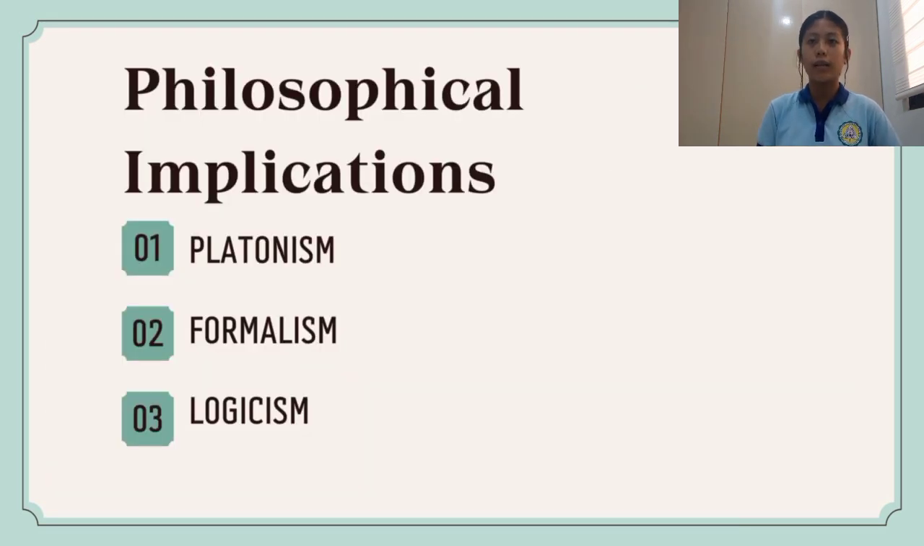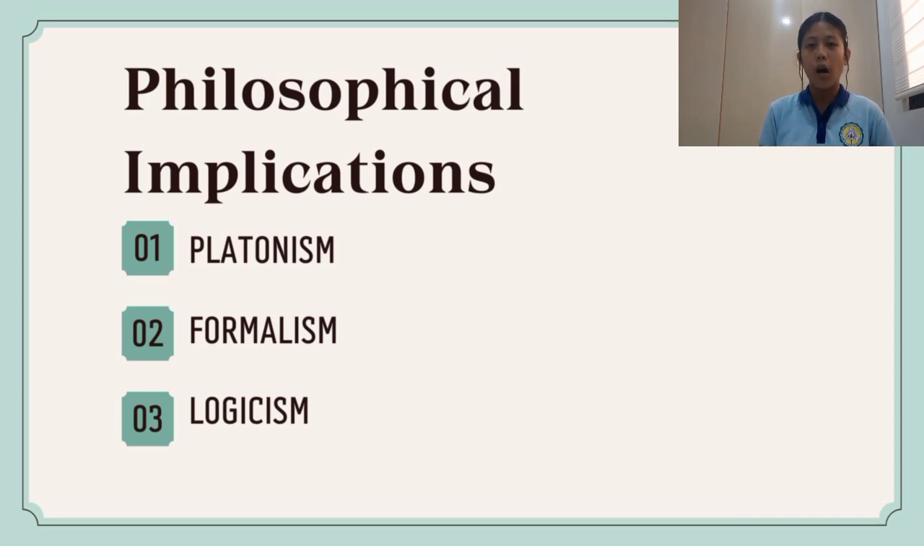Now, we go to the different philosophical implications. We have Platonism, formalism, logicism. First is Platonism. Many mathematicians and philosophers adhere to Platonism, believing that mathematical truths exist in an abstract ideal realm. This view posits that mathematical objects and relationships are discovered rather than invented, existing independently of human thought.